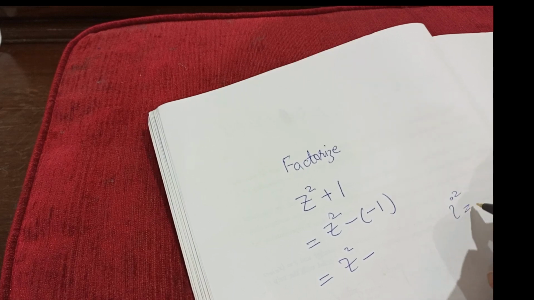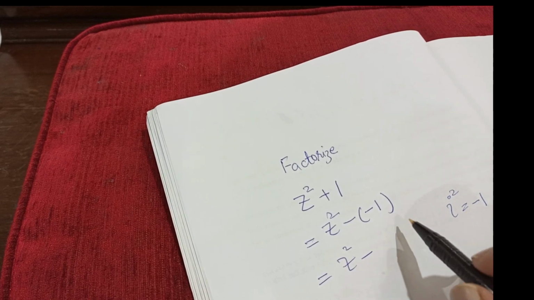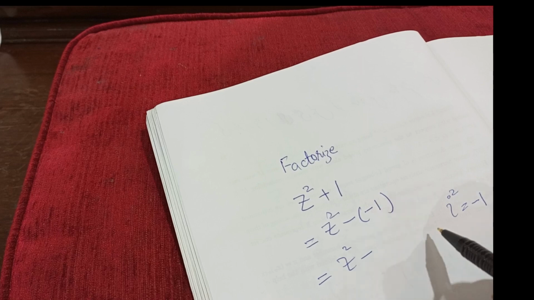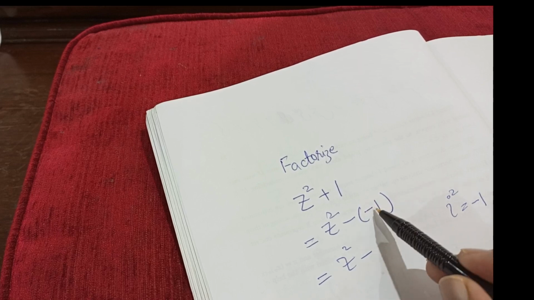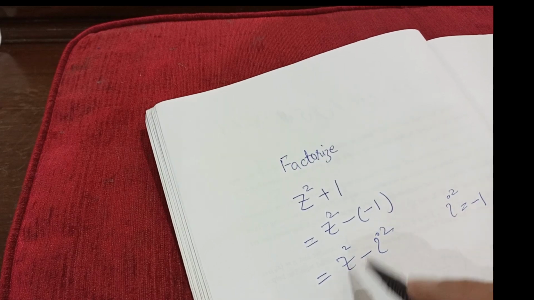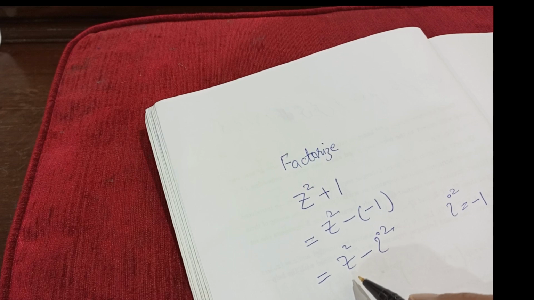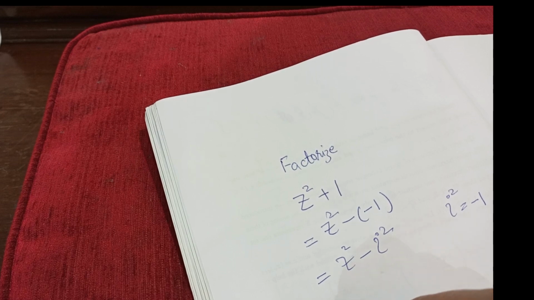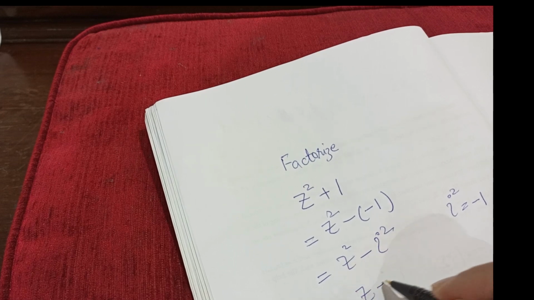we know that iota square is equal to minus 1. So I replace this minus 1 with iota square. So we have z square minus iota square. Now apply the formula, that is a square minus b square is equal to a minus b, a plus b.